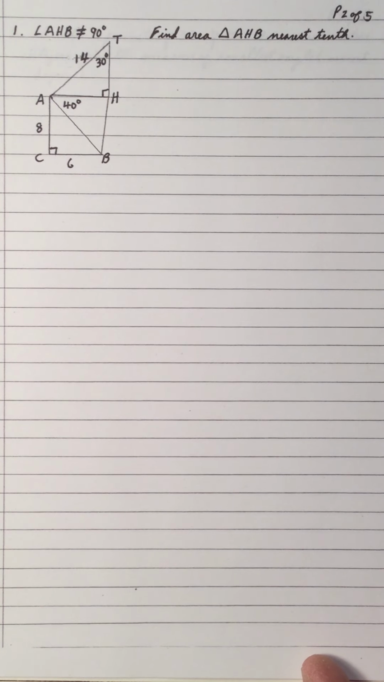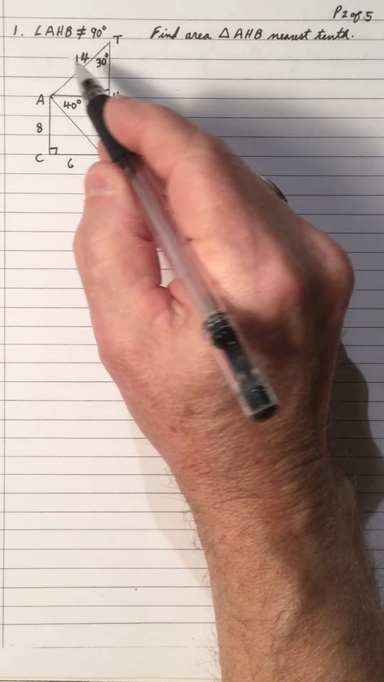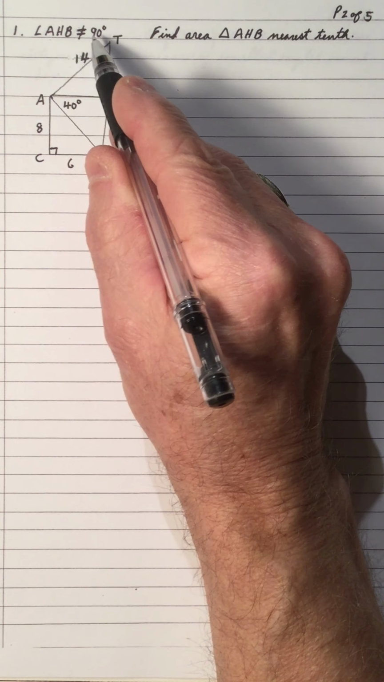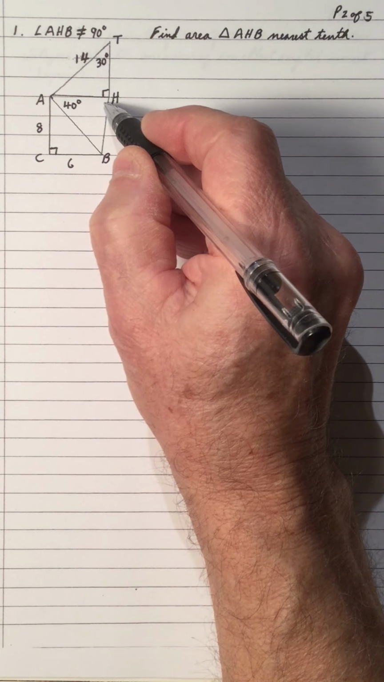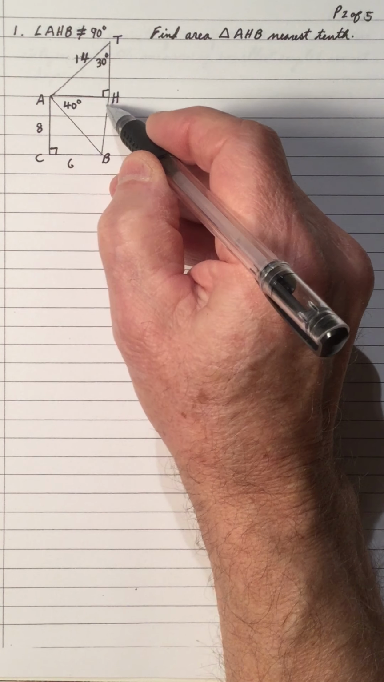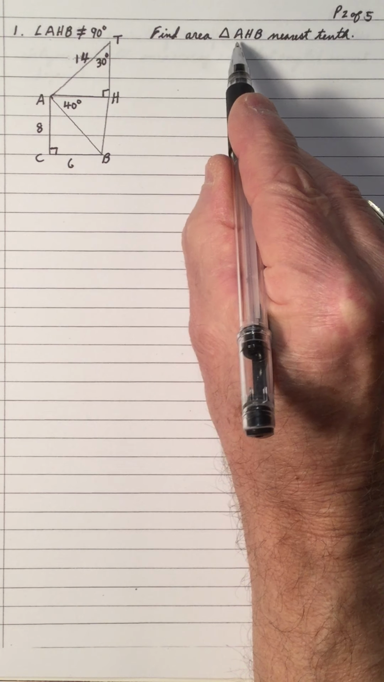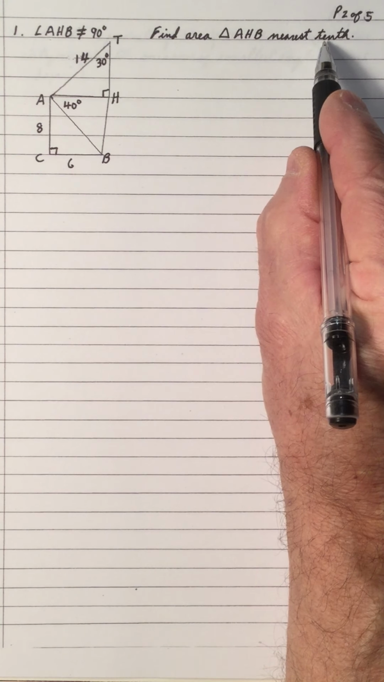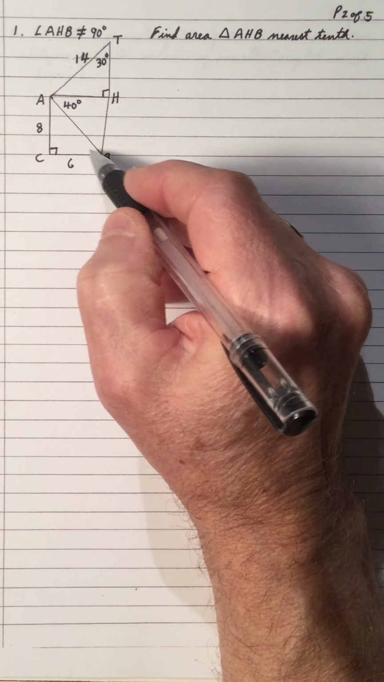Let's try number 1. Again, you can pause the video and work this out before I do. It says that angle AHB is not 90 degrees. Angle AHB, this is not a 90. This is not a straight line down through here. Find the area of triangle AHB to the nearest tenth. AHB is this triangle here.